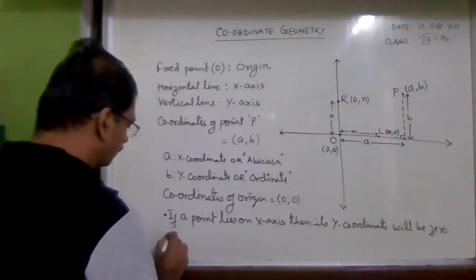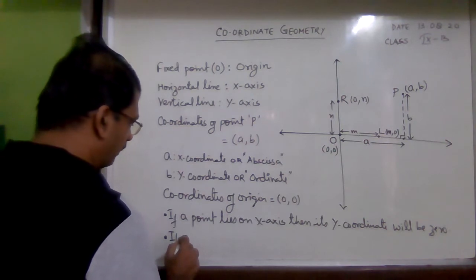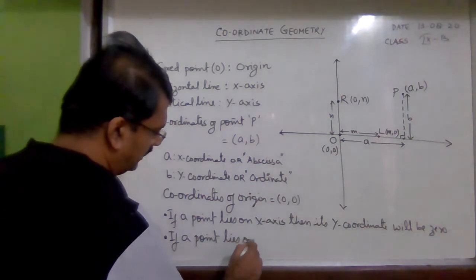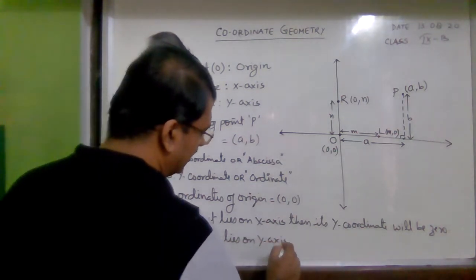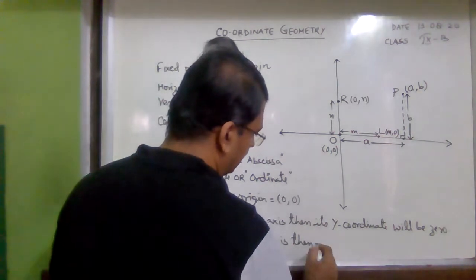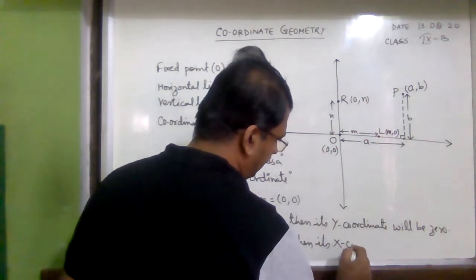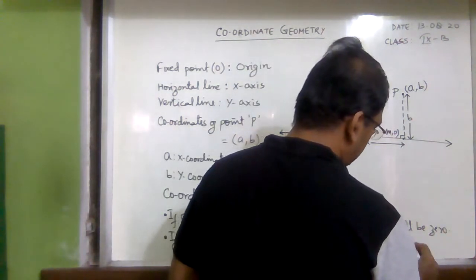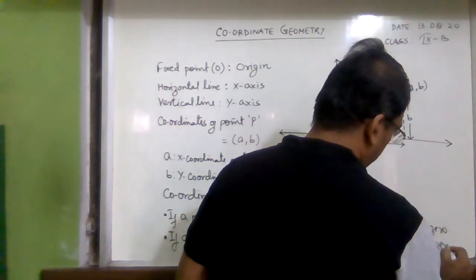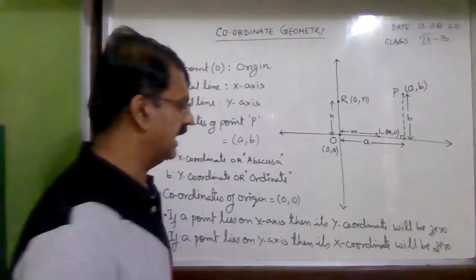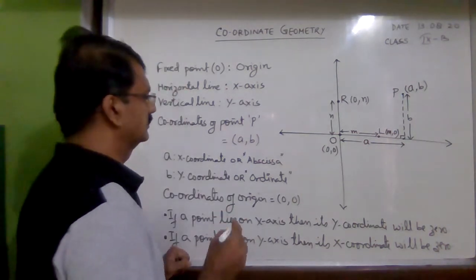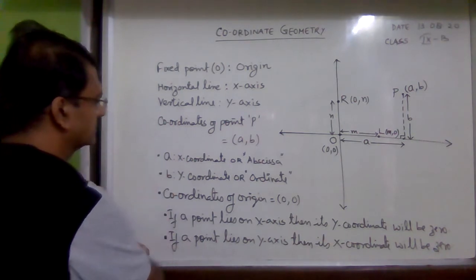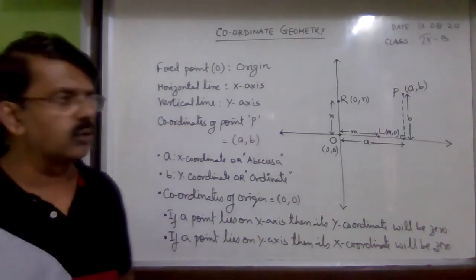Now, if a point lies on y-axis, then its x coordinate will be 0. Its x coordinate will be 0. Okay? Clear?